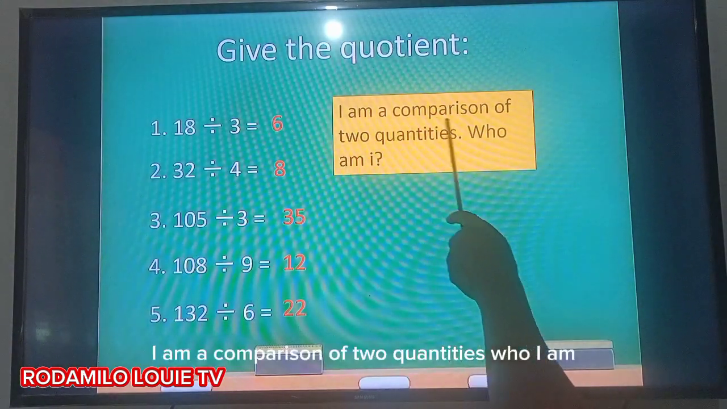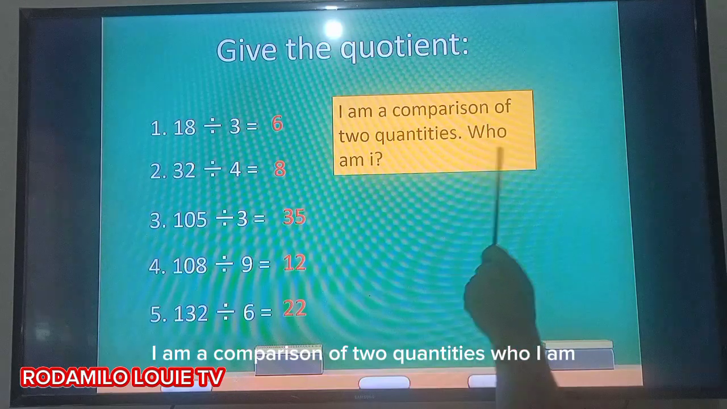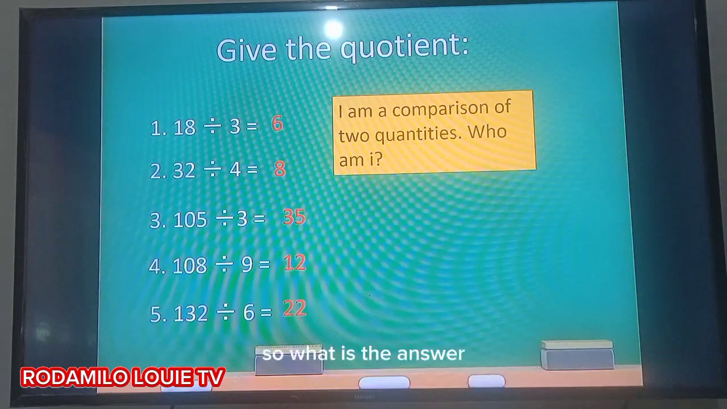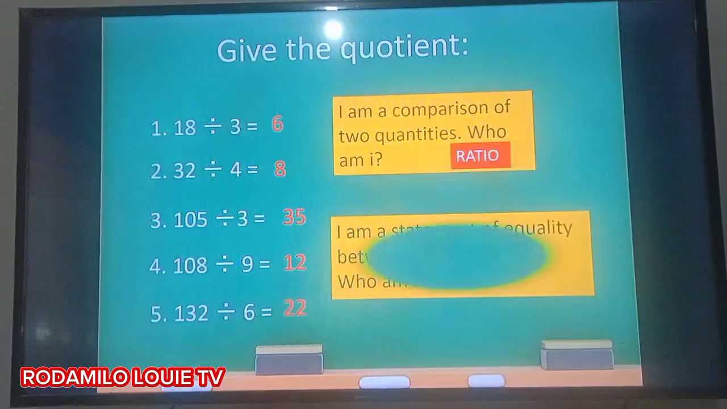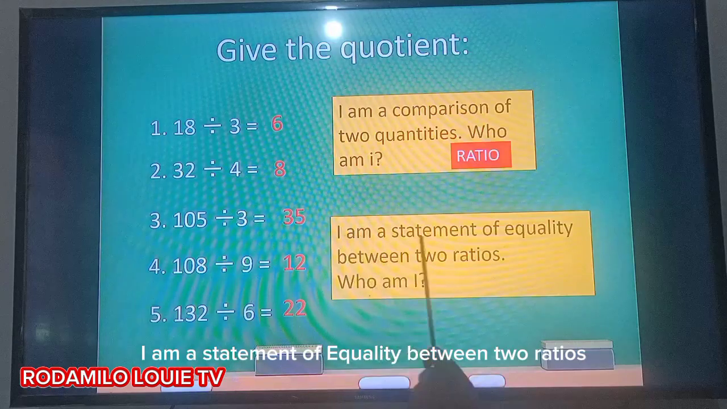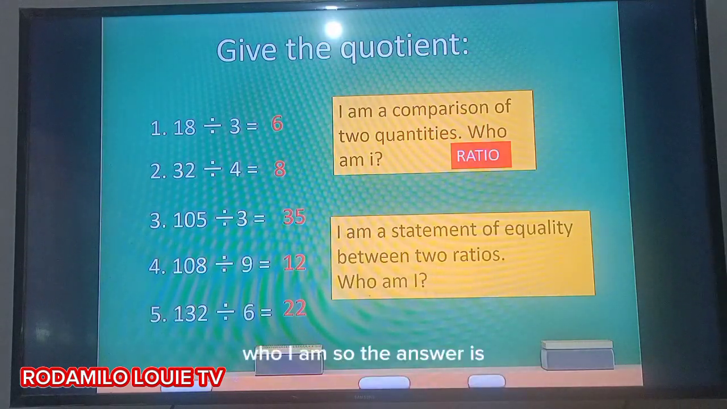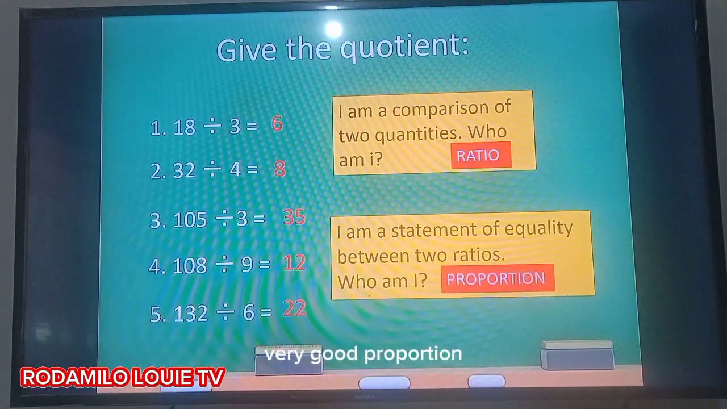I am a comparison of two quantities. Who am I? So what is the answer? Okay, the answer is ratio. Next. I am a statement of equality between two ratios. Who am I? So the answer is, very good, proportion.